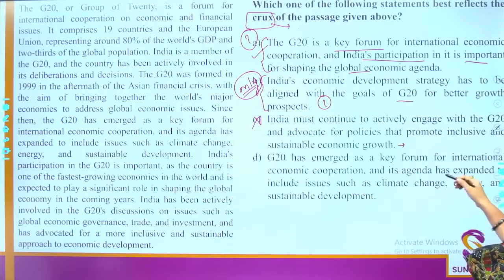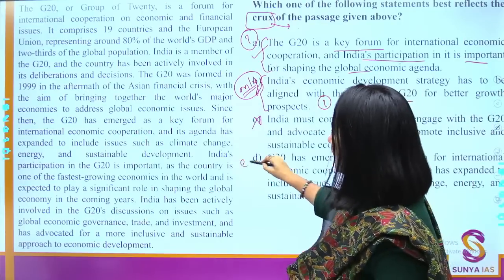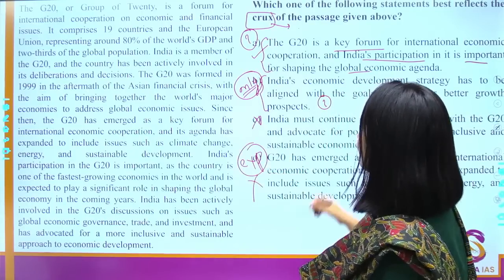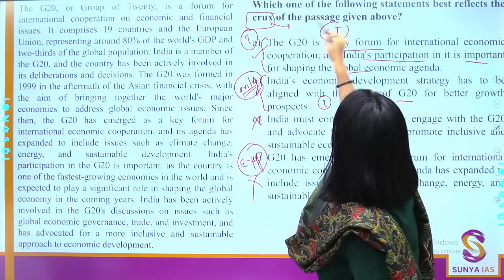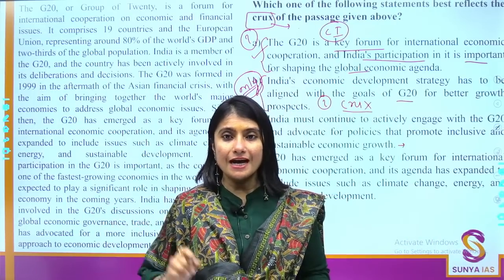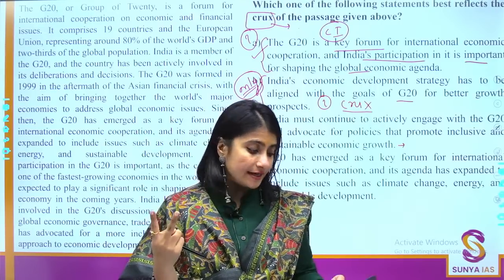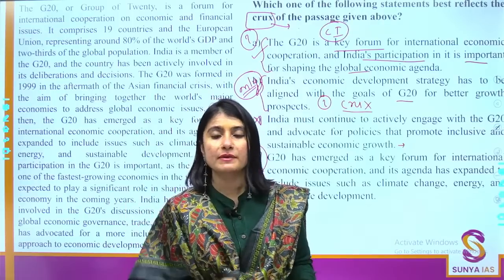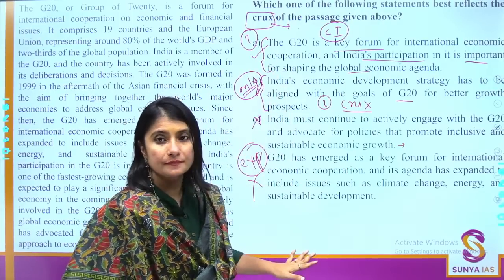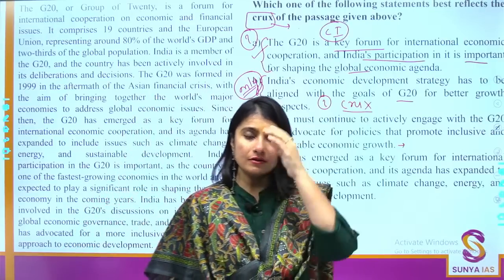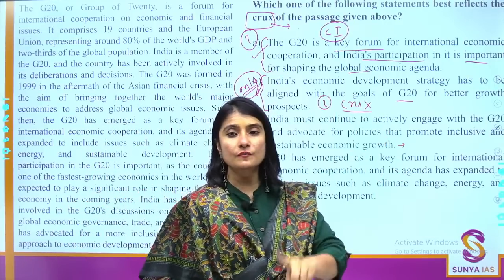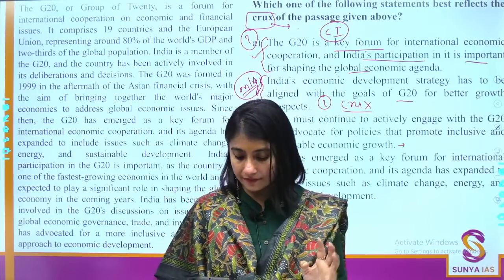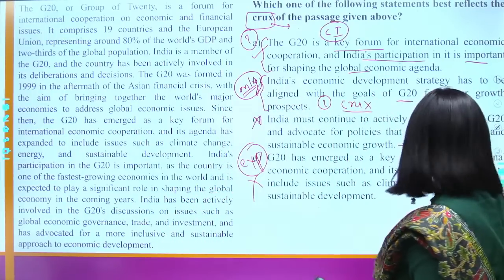G20 has emerged as a key forum for international economic cooperation, and its agenda has expanded to include issues. This is explicitly given. So, if crux is to be found, B is your option. If central idea is to be found, A is your option. Now, are you guys getting clarity between crux and central idea? The last few statements, I have put both the answers as options. So now when you look at your examination paper, and if there is this situation, you will easily be able to understand what is crux and what is central idea. Let us go ahead.